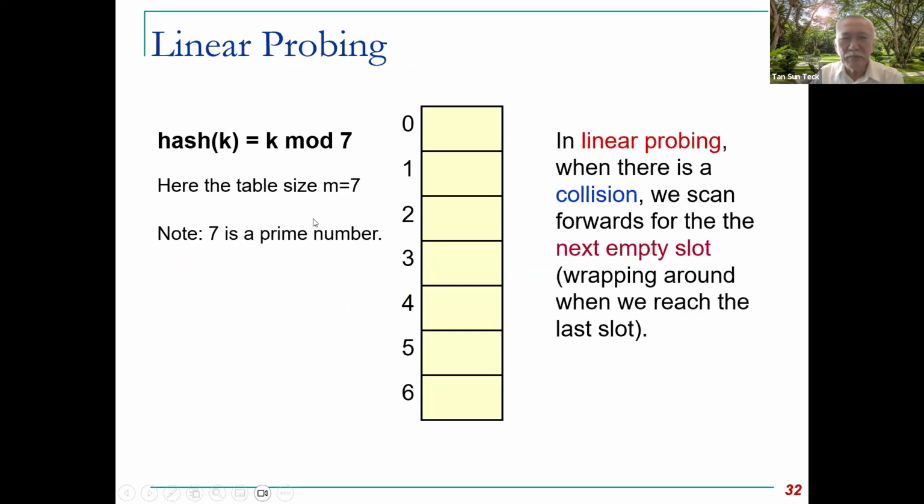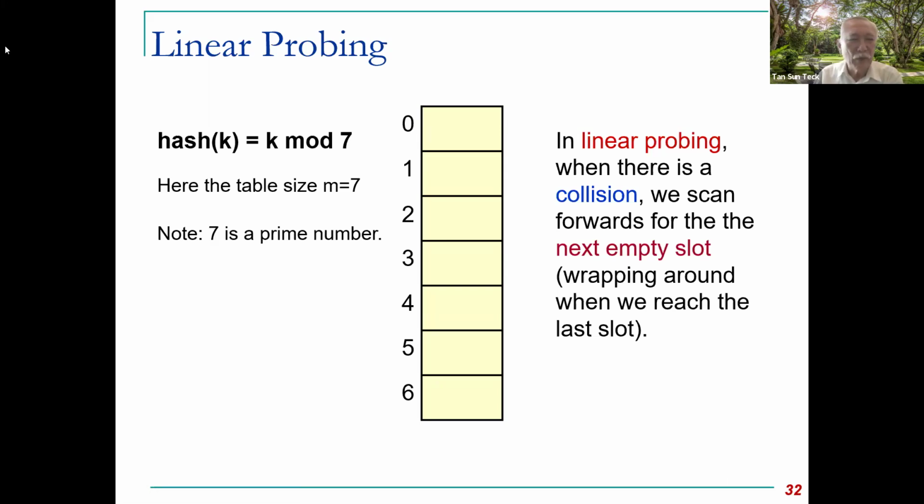So the first open addressing resolution method is called linear probing. We take some examples. In linear probing, when there is a collision, we scan forward to the next empty slot until the end. If you still cannot find one, you might have to wrap around to 0 again and continue to find the empty slot.